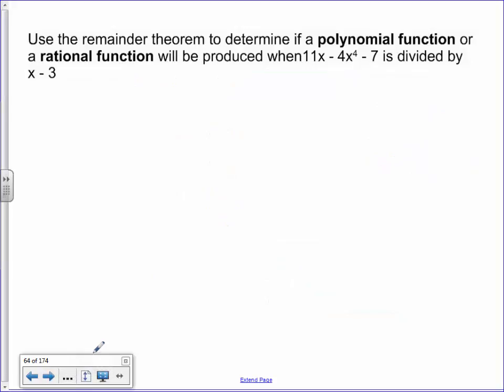So let's try one last example here. My question here is, tell me whether if you took 11x minus 4x to the 4 minus 7 and divided by x minus 3, would these divide nicely and create a polynomial function, or would they not divide and remain a rational function? Does that make sense? Basically what I'm asking you in a fancy way is, do these things divide nicely or not?